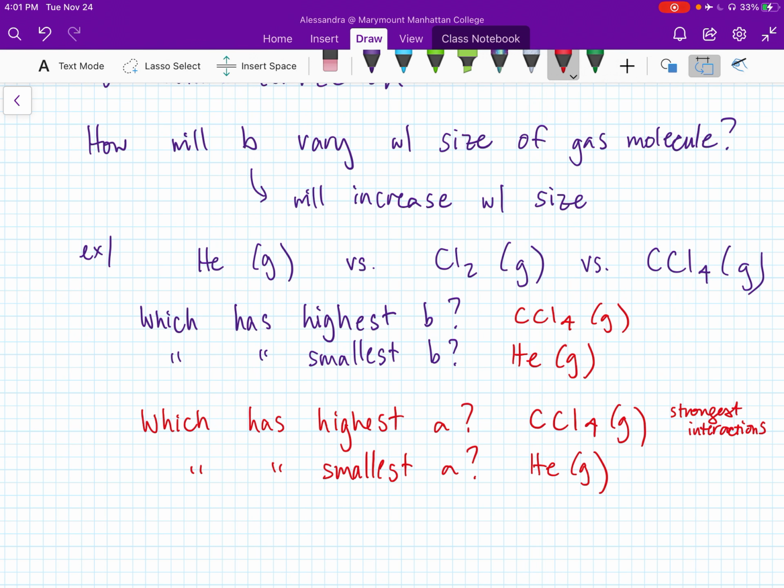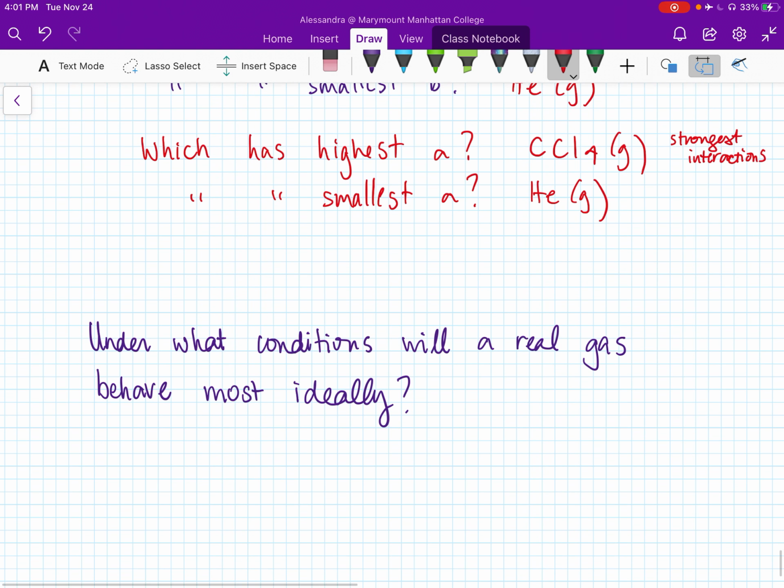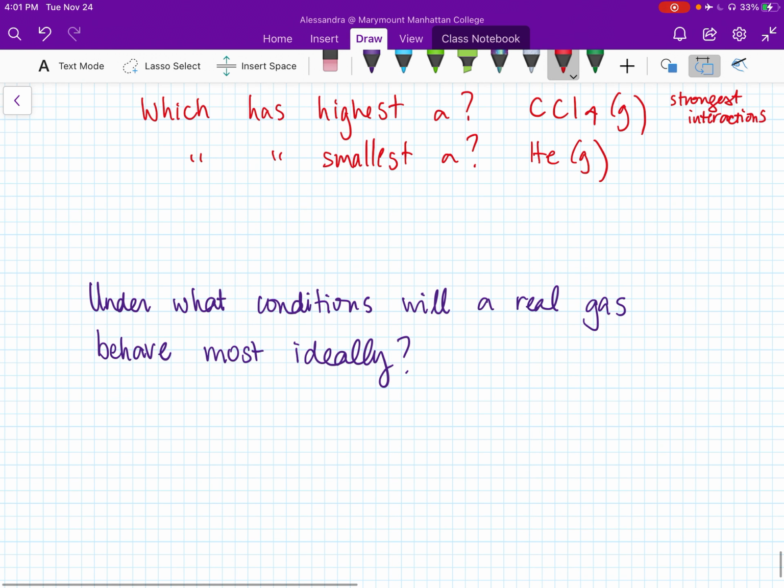So I would just like to end our discussion of real gases by asking one last question. Under what conditions will a real gas behave most ideally? Okay, this will test our intuition about gases a little bit. Well, you want to reduce intermolecular interactions. And the higher the temperature you have, the fewer intermolecular interactions you're going to have.